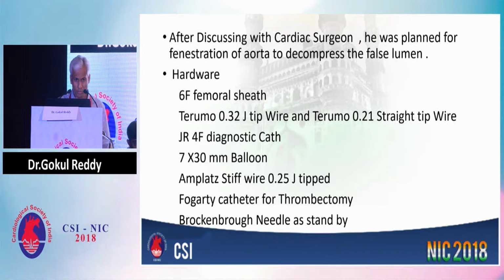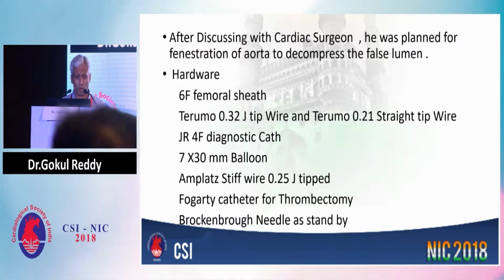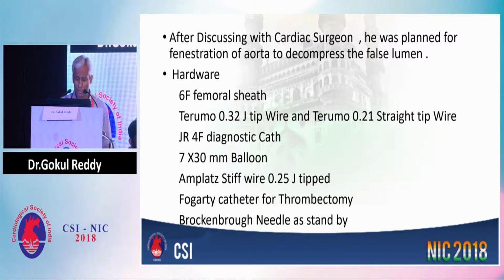We checked the literature. We found a couple of descriptions in books saying that it can be punctured by a simple wire or a Brockenbrough needle. We had never done it, but we explained everything to the patient and made the hardware ready: a sheath, a regular wire, a 4F diagnostic catheter, a 7/30 peripheral balloon, an Amplatz 0.25 stiff wire, a Fogarty, and a Brockenbrough needle on standby. Our plan was to poke with a straight-tip wire. If it didn't yield, we were ready to use the Brockenbrough.